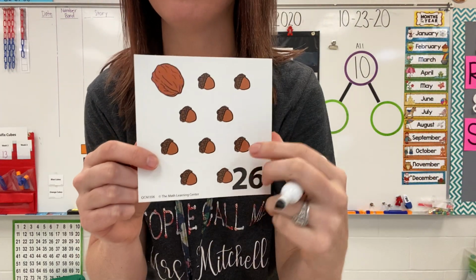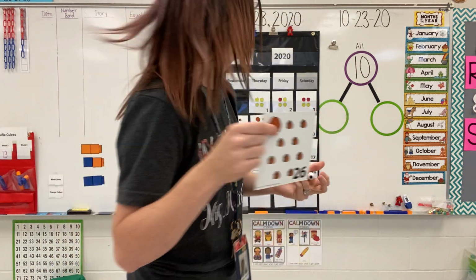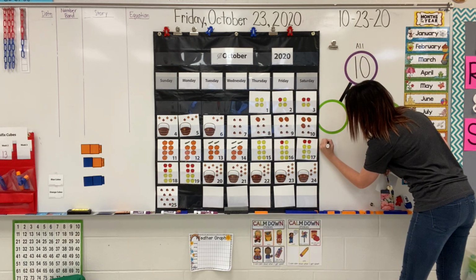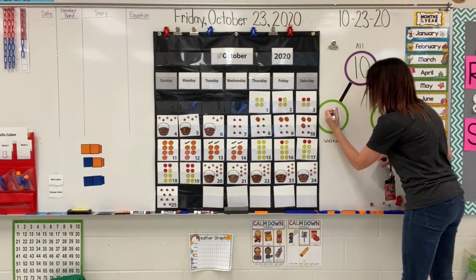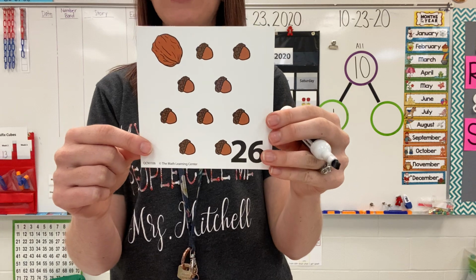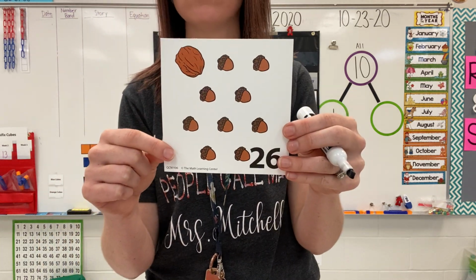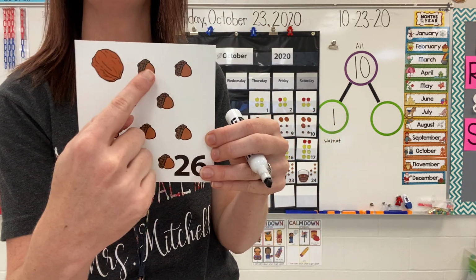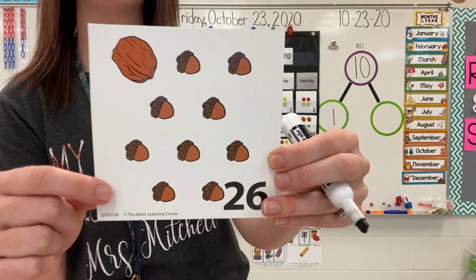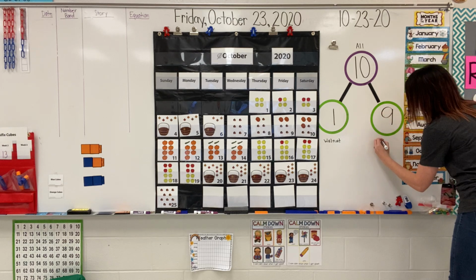Now our 10 is in 2 parts. We have the acorn part and we have the walnut part. How many are in the walnut part? Just 1. So we have 1 in the walnut part. I'm even going to put walnut over here to help us remember. So 1 of the 10 is a walnut. Now, how many of the 10 are acorns? Let's count them. 1, 2, 3, 4, 5, 6, 7, 8, 9. So 9 of them are acorns. 9 of them are in the acorn part.